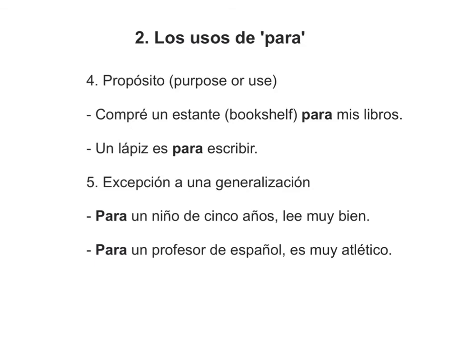Uso número 5, excepción a una generalización, an exception to a generalization. Para un niño de 5 años, lee muy bien. For a child of 5 years old, he reads very well. So the exception to this rule is a child that reads well, that is only 5 years old. Para un niño de 5 años. Ejemplo número 2. Para un profesor de español es muy atlético. For a Spanish teacher, he is very athletic. So the generalization here would be that Spanish teachers are not particularly athletic, so here's your exception.